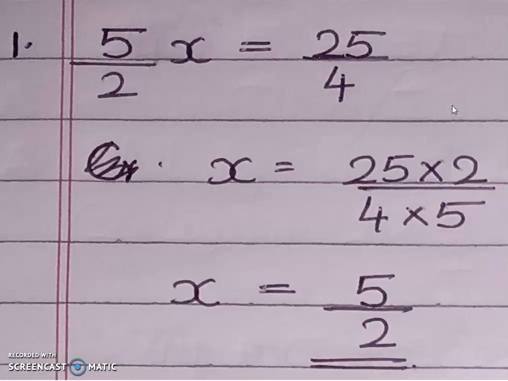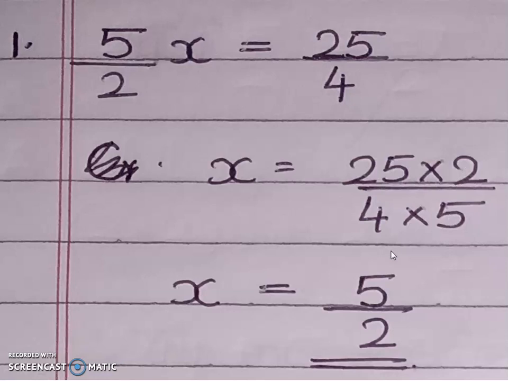What is divided by 5/2? It is multiplication by its reciprocal. Where did you get it from? It is the rule from division of fractions. Isn't it? So, x is equal to 25/4 into 2/5.